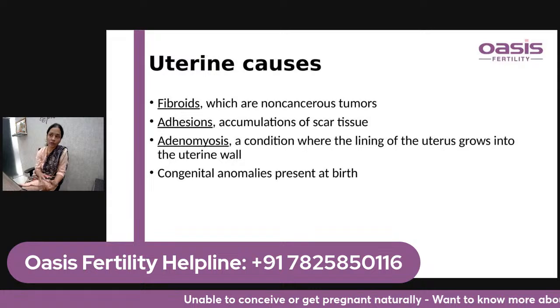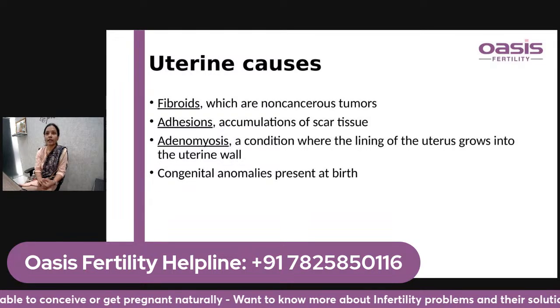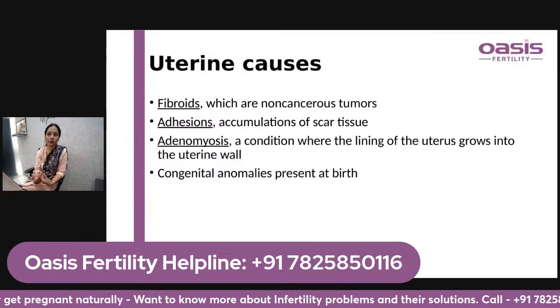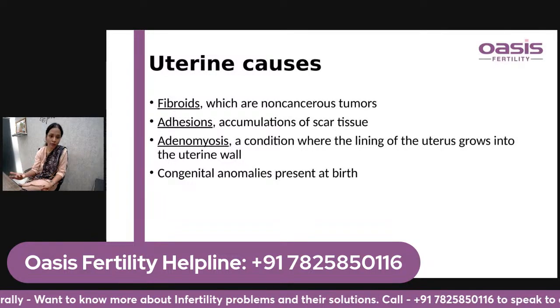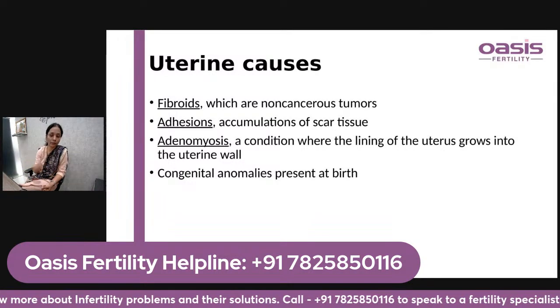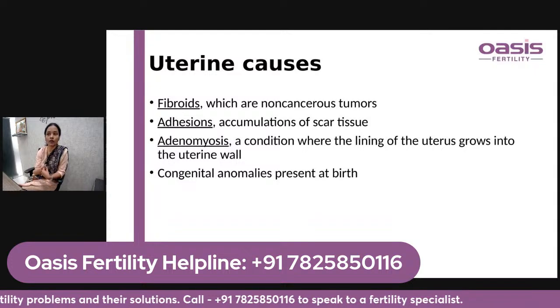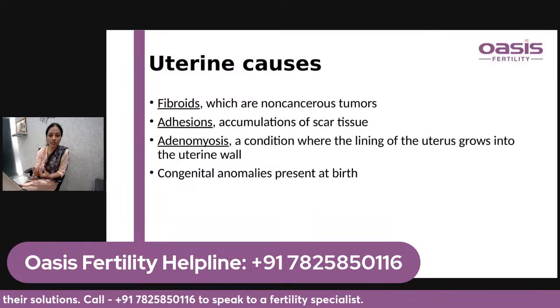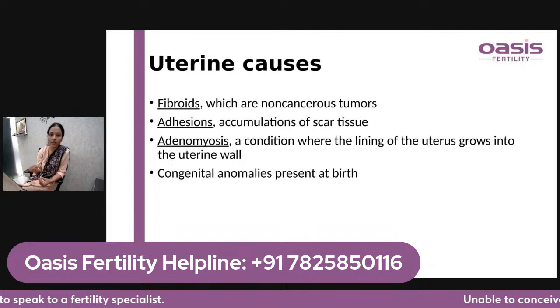For example, if the fibroid is inside the uterine cavity, it can affect the way the sperm moves to the fallopian tube. It can affect embryo implantation in the uterus. Thereby, it can cause a mechanical as well as an inflammatory problem inside the uterus. And a fibroid can affect fertility based on its location and its size.